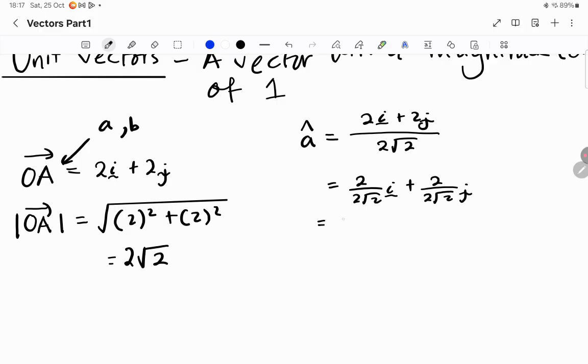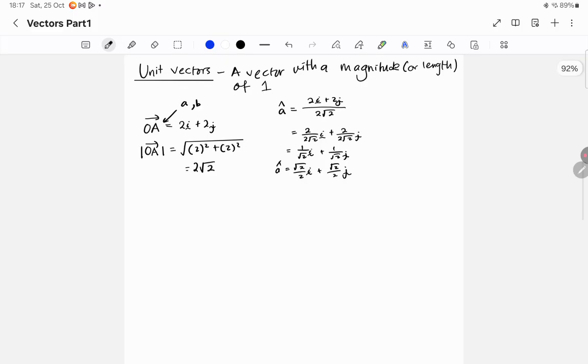And we would be getting 1 over root 2 i plus 1 over root 2 j, which would give us root 2 over 2 i. If we rationalize it, we can leave it as that, and root 2 over 2 j. And this is our unit vector.